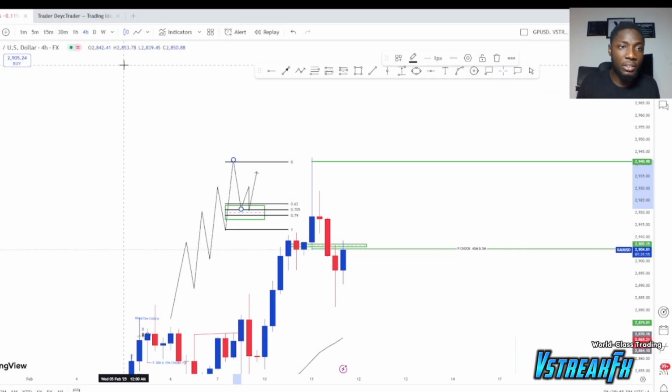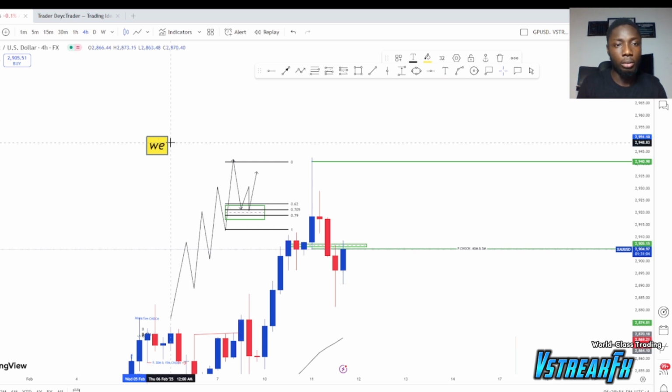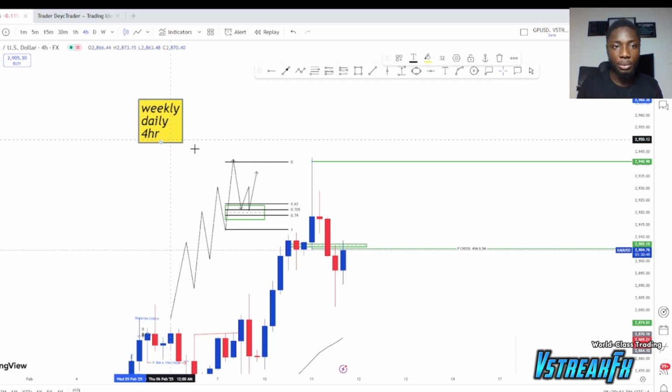So if it's just swing trading, it's more of the weekly, the daily, and the 4 hours that must be in sync. Let me use my text tool so we can get this perfectly. Weekly, daily, 4 hours. Two of these time frames must actually be in sync to take any trade, and then there is the entry time frame.